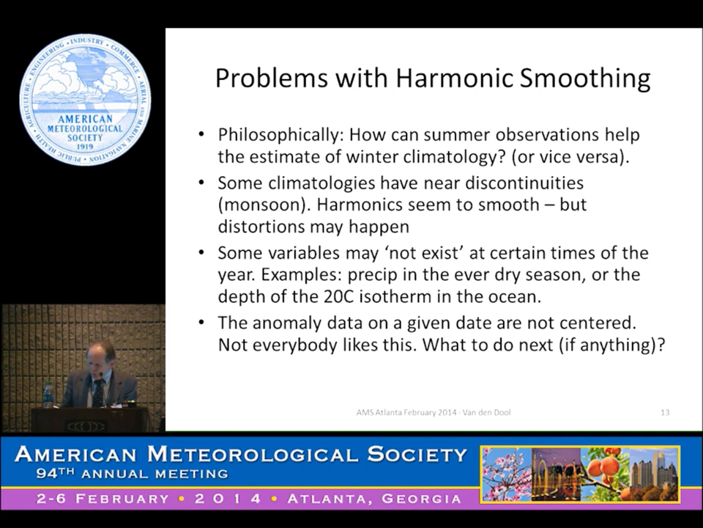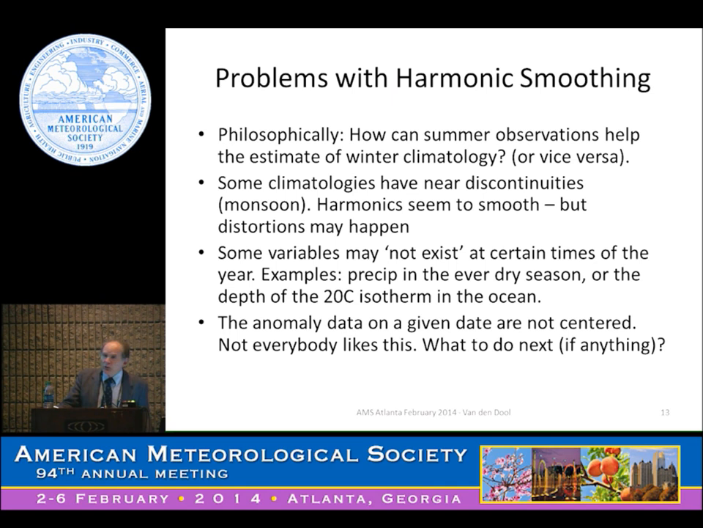Now, of course, there are some problems with harmonic smoothing to derive climatologies, and Hoog summarized some of these here. We can perhaps discuss them because I don't think I will be taking all 30 minutes of the time. But there's a philosophical problem with the harmonics, and that's because harmonics fit through an entire year, so in fitting through perhaps summertime anomalies or singularities, you'll get spurious effects in the wintertime.